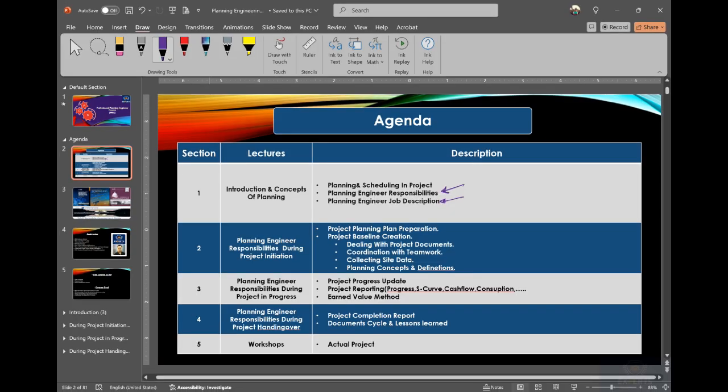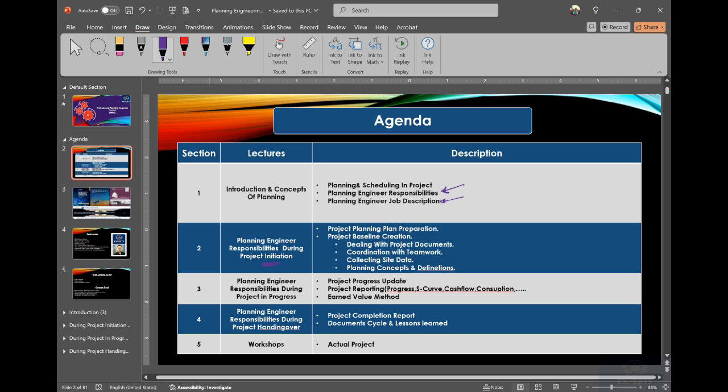In section number two, we'll study together the planning engineer's responsibility during project initiation, which includes when you start any project, how you will deal with the project itself. What I mean is that many Primavera users, especially many of the people whom I train or work with, come to the project without any knowledge of how to deal with the documents or the teamwork and what they will do, because they only understand Primavera, and this is not the full knowledge of the planner itself.